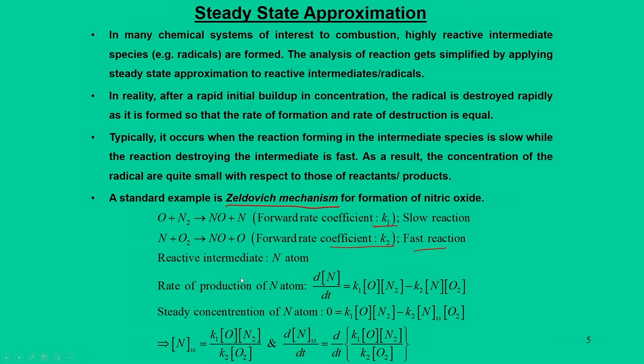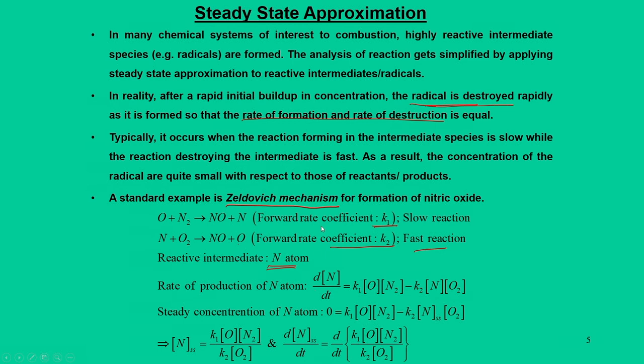But in this process, when the reaction gets initiated, the radical atom is formed and destroyed. So, in a rapid initial buildup of concentration, the radical is destroyed as rapidly as it is formed, so that the rate of formation and rate of destruction are equal. With this philosophy, let us see: our radical is the nitrogen atom, and we want to find the rate of production of nitrogen atoms. The nitrogen atom appears in both the reactions, one slow reaction, the other a fast reaction.